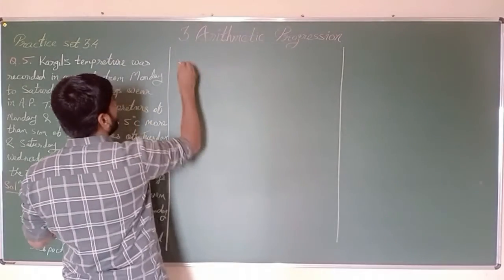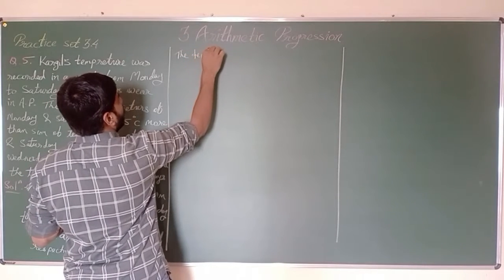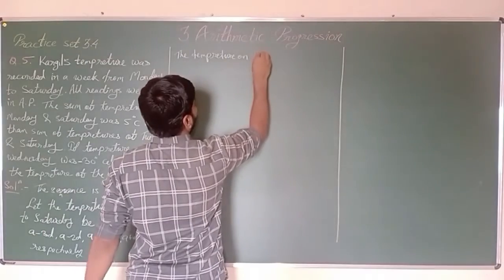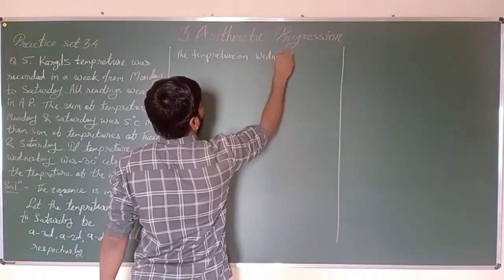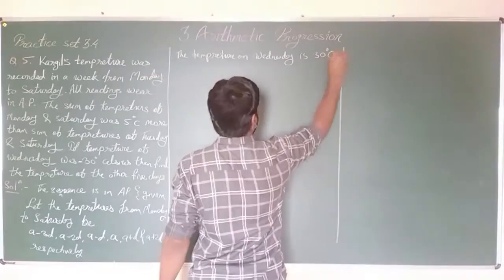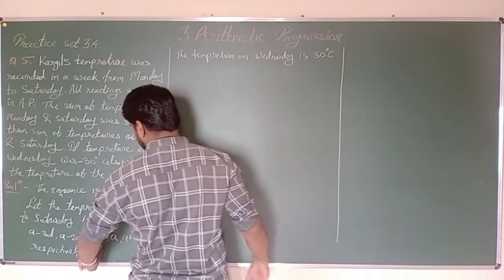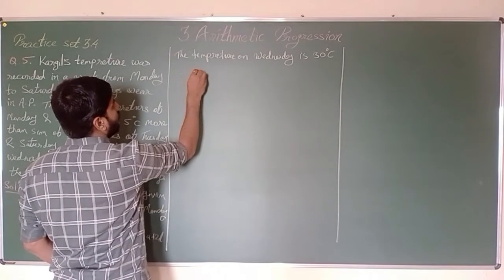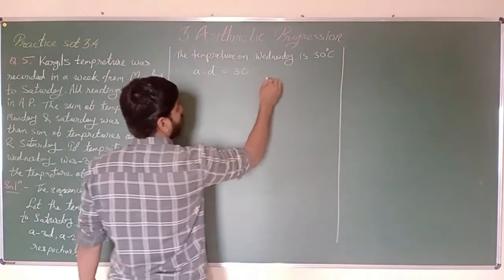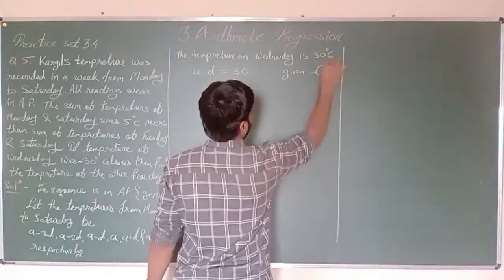Now the temperature on Wednesday is negative 30 degrees Celsius. So here Monday, Tuesday and Wednesday. Wednesday is a minus d. Therefore a minus d is equal to negative 30, which is given. We will call this 1.